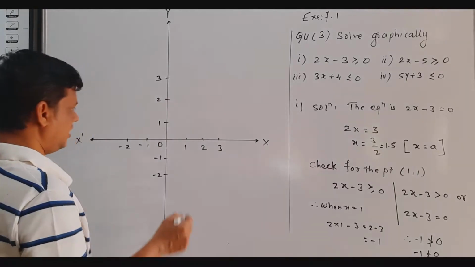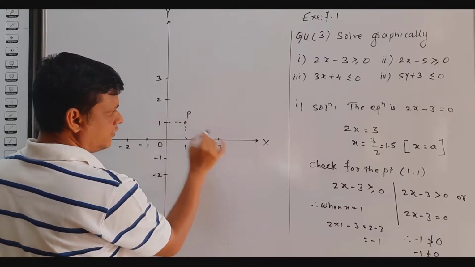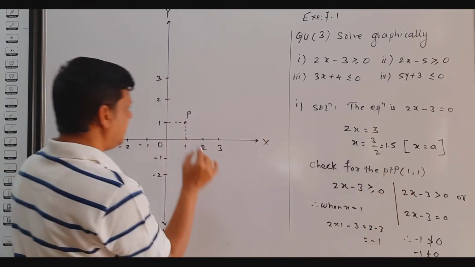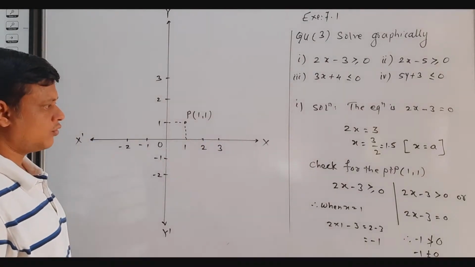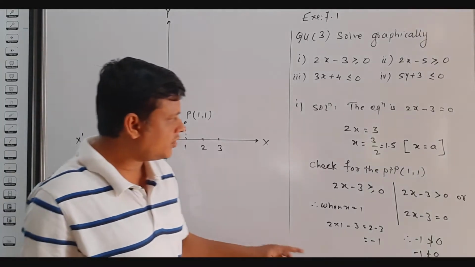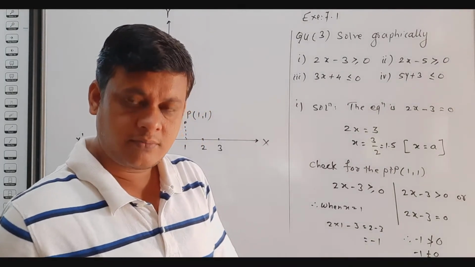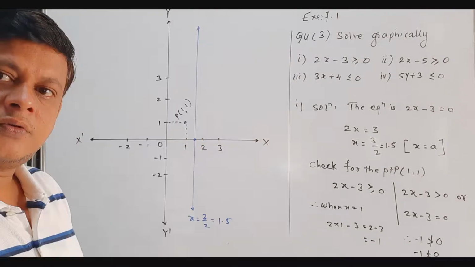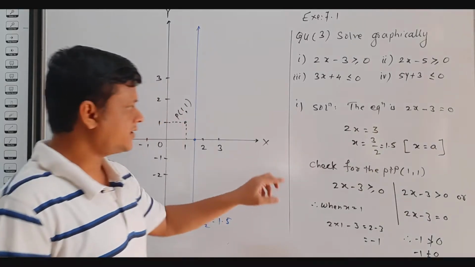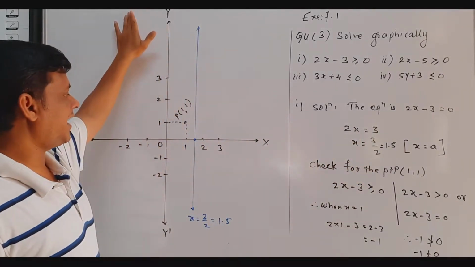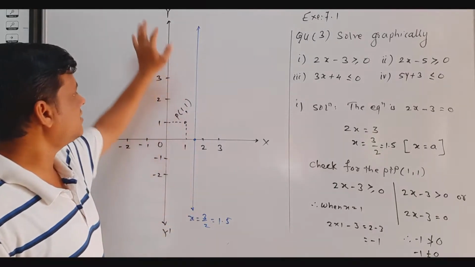First we see this point is in the first quadrant. Suppose we consider this point as P. So point P has coordinates (1, 1) and is in the first quadrant. Now we have to draw a line passing through the point 1.5. So we draw a line passing through the point 1.5, and this line is parallel to the y-axis. So this is the line x is equal to 3 by 2, which is parallel to the y-axis.